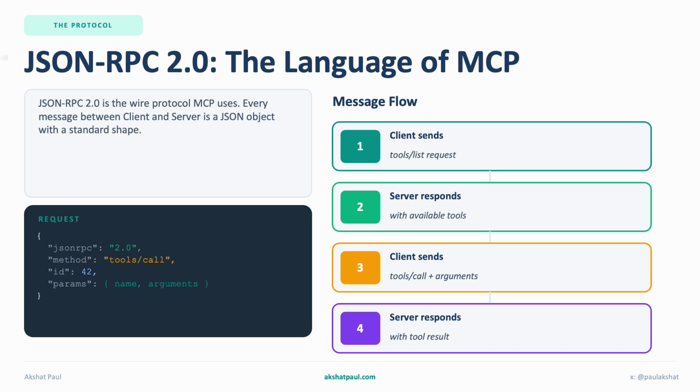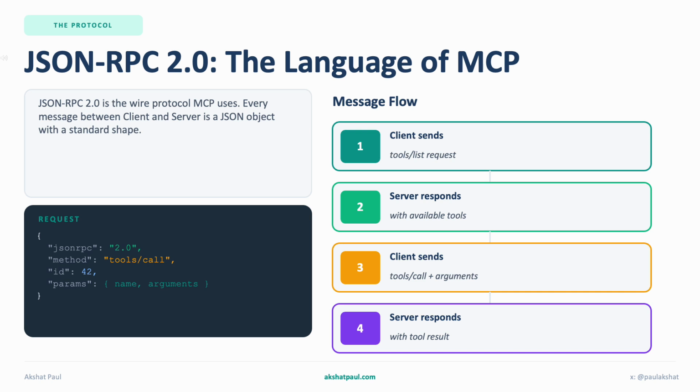Look at the request format on the left. Every request has the same basic shape. jsonrpc tells you which version of the protocol you're using. Always 2.0. Method is what you're asking for. Things like tools/list to discover available tools, or tools/call to invoke one. ID is a correlation identifier so you can match responses to requests. And params carries any arguments the method needs.